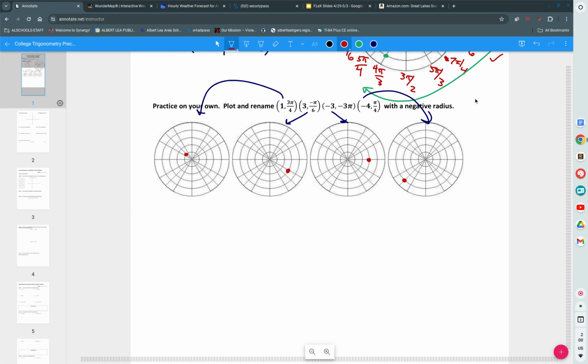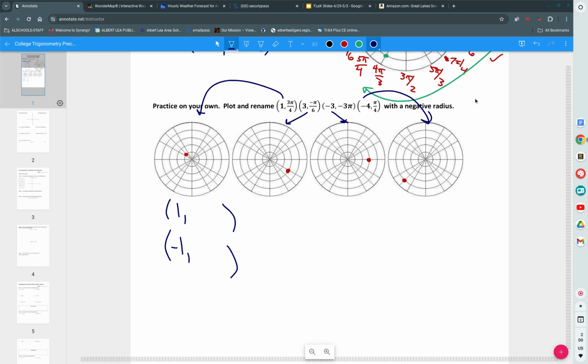Everybody okay with those locations? Any questions how I got any of those locations? Okay, then what we want to do with each one is rename it so it has another positive radius and another negative radius. We do one where it has a positive and one where it has a negative, okay?